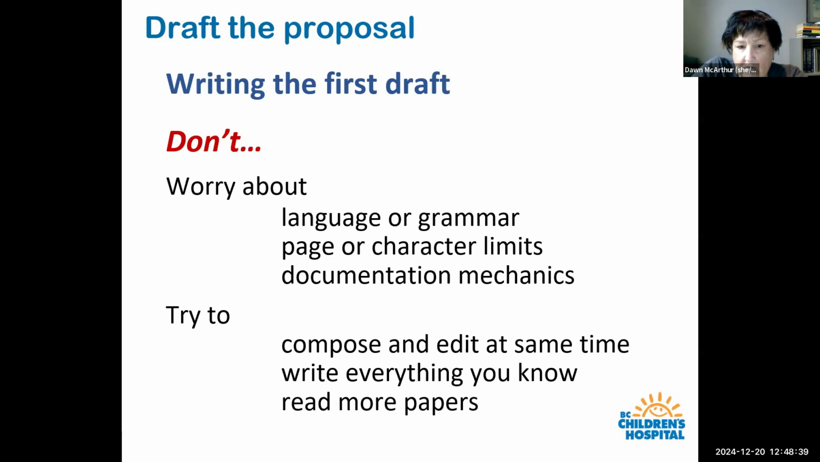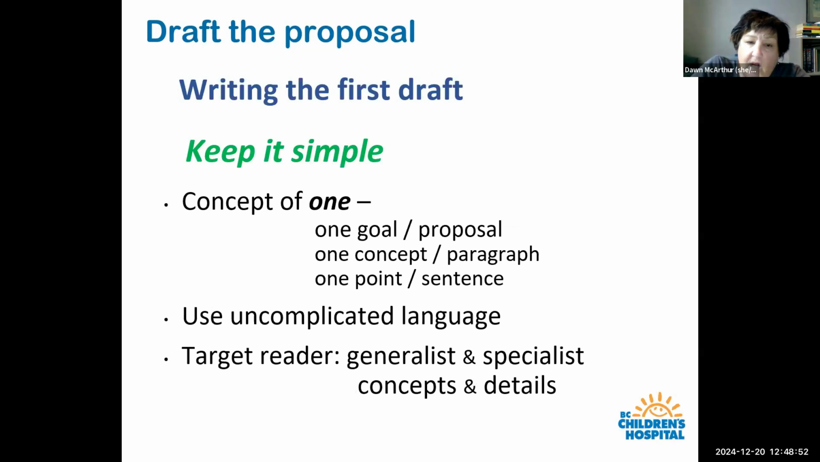Just write it out. Don't try to write everything you know. They don't need to know everything you know. And don't try at this stage to go and read more papers. The answer is not there. The answer is in your head. Try to keep it simple. Think about one: what is my one goal in this proposal? If the reviewer had to say what the proposal is about, what would they say?